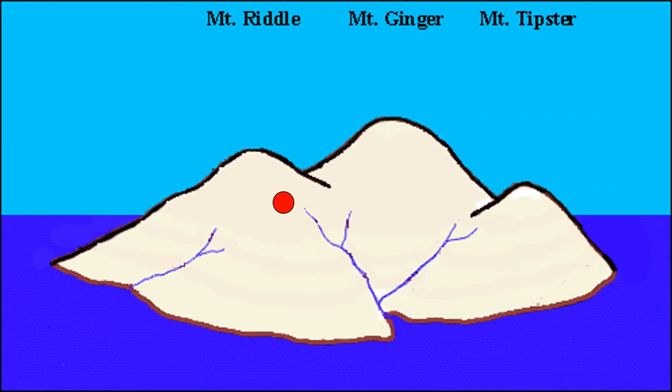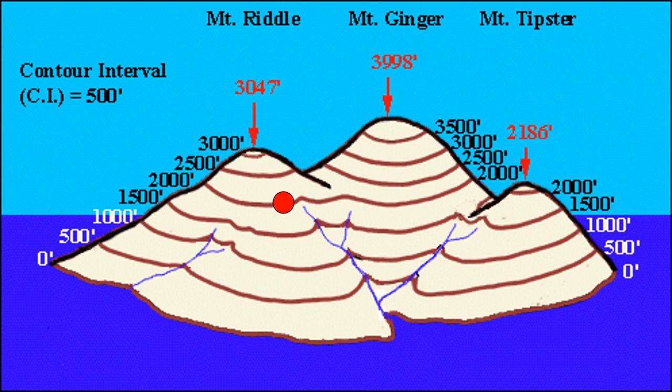So right here, we're going to take a look at how to read a contour map. Again, this is Mount Riddle, Mount Ginger and Mount Tipster. And so our contour interval is going to be 500 feet. So every contour line represents 500 feet.